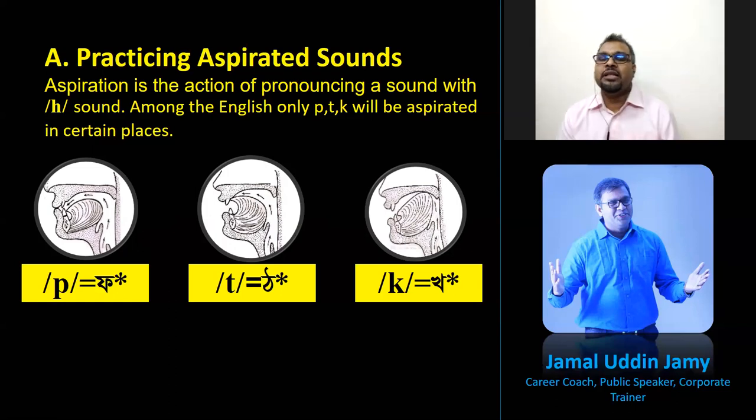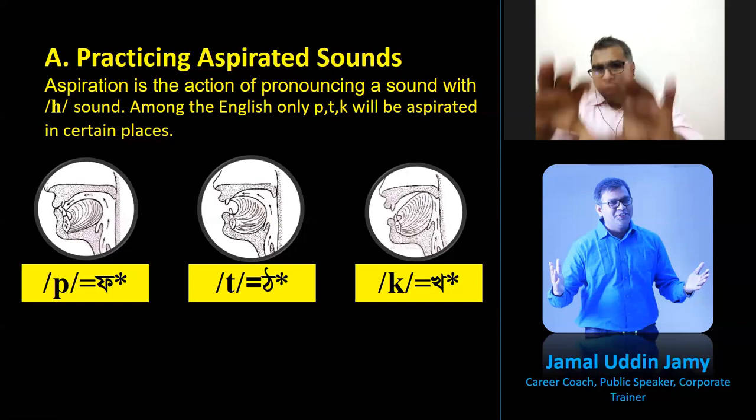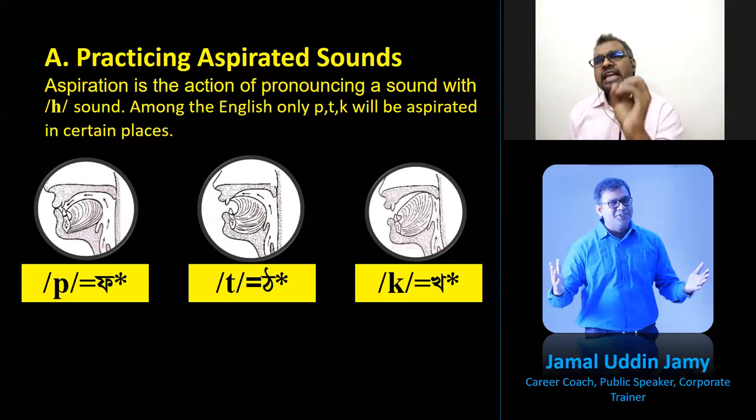See the place of articulation. The first one, P, is a bilabial sound. The next one, T, is a dental sound; the tongue is straight and the tip of the tongue touches the teeth ridge. And the next one, K: the back part of your tongue touches the soft palate. In all these cases, by creating a block, the air is stopped.